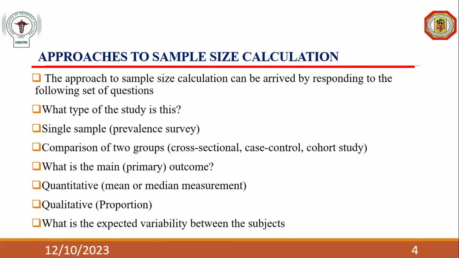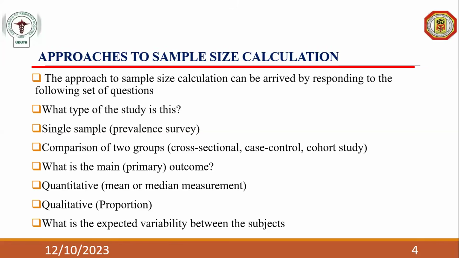Then the formula for case control. You know, in case control, you are comparing two groups, cases and control groups. So this type of study also has a different formula from the single group study. Then cohort study. A cohort study also consists of comparing two groups. So in this case, the formula is also different. Then another thing, what is the main primary outcome?